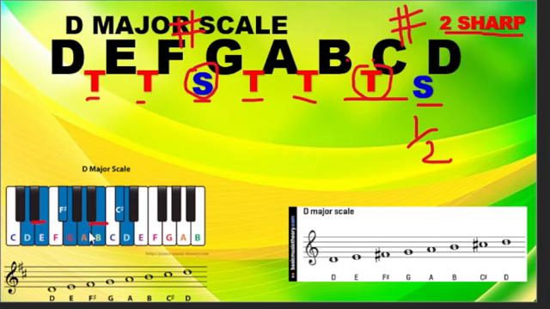When you look here between F and G, that's where you have put a sharp. Another sharp is on C. Now this is our D major scale here. You can see I have indicated it. Let me look at the next scale.